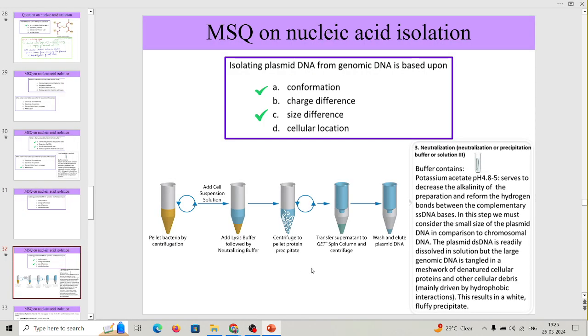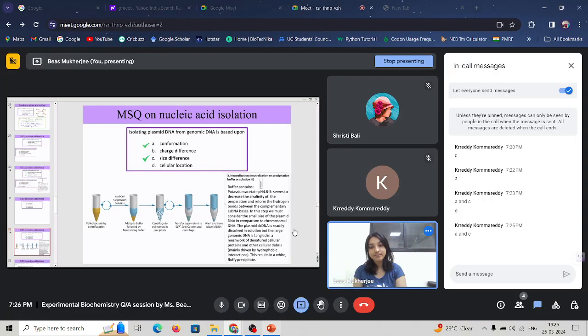If you look at this neutralization buffer, the buffer contains potassium acetate, pH is given, and serves to decrease the alkalinity of the preparation and reform the hydrogen bonds between the complementary single-stranded DNA bases. In this step, we must consider the small size of the plasmid DNA in comparison to the chromosomal DNA. The plasmid double-stranded DNA is readily dissolved in solution, but large genomic DNA remains tangled up with all the denatured cellular protein, all the cellular debris, right? So that results in a white fluffy precipitate.